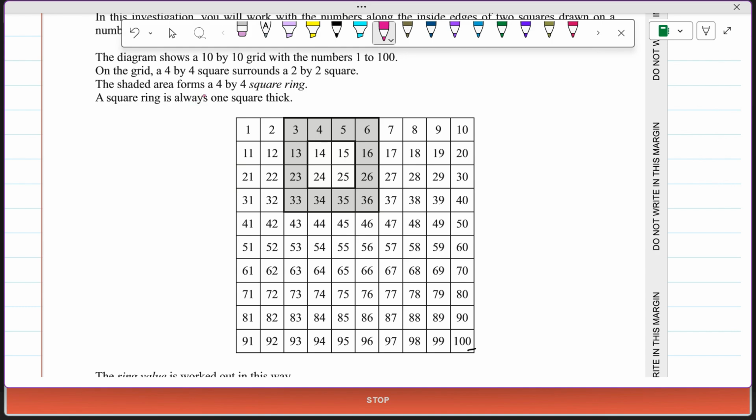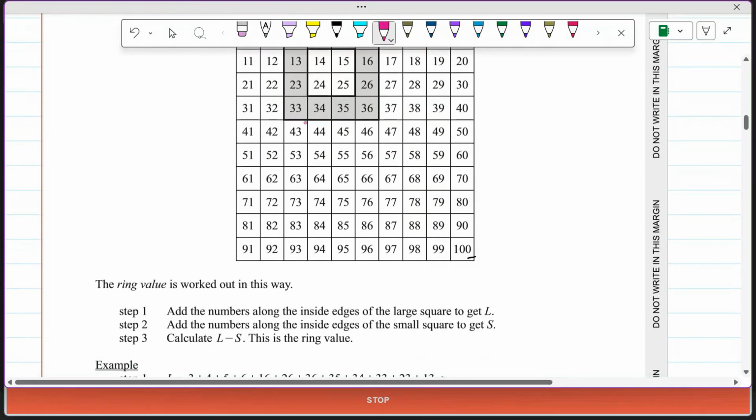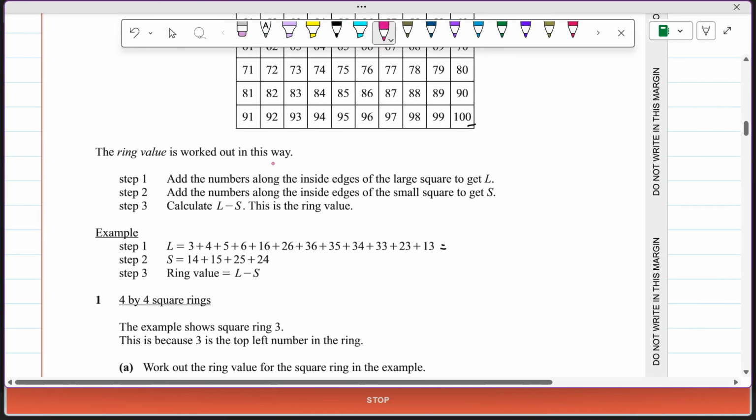The shaded squares form a 4 by 4 square ring. The square ring is always one square thick, so the thickness of this shaded square is 1 square. The ring value is worked out in this way.